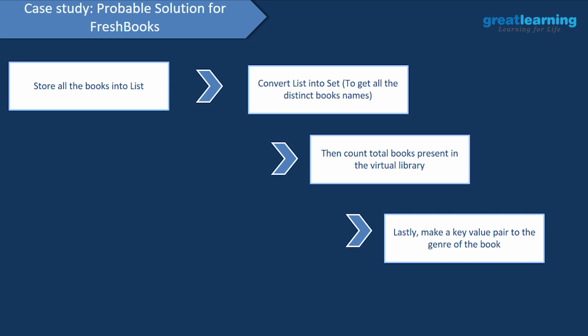Then count the total books present in the virtual library. We can count that set object using a predefined function, or you can count it using a for loop as well, to see how many books you have. And lastly, you need to make a key value pair. For the key value pair, we can use map, right? We know all the concepts. Let's see how we can actually do that.